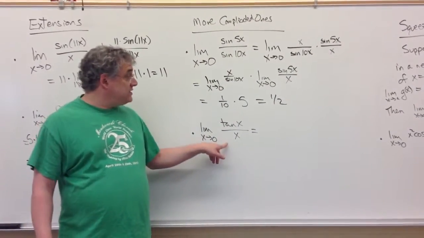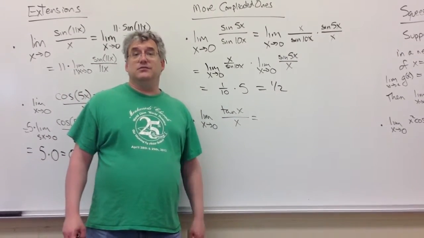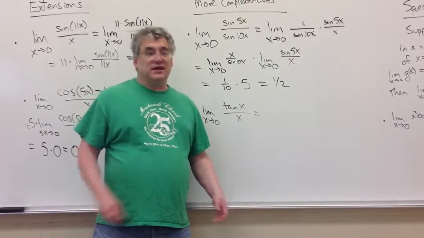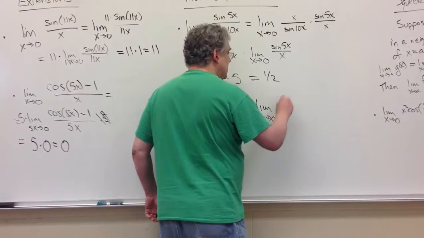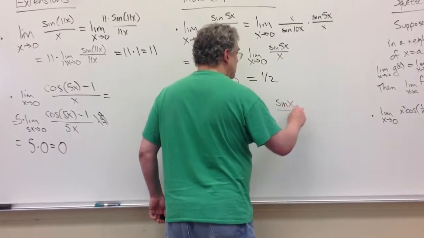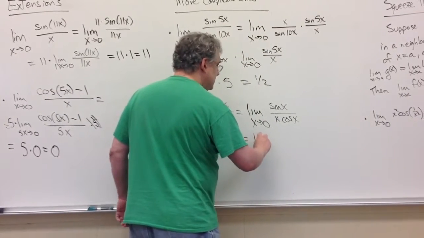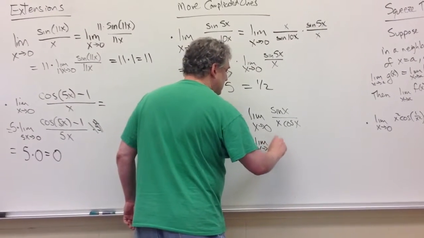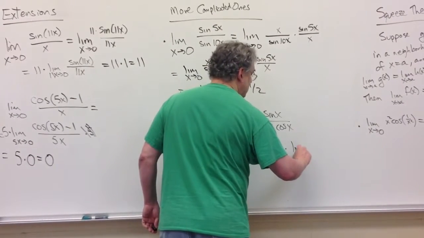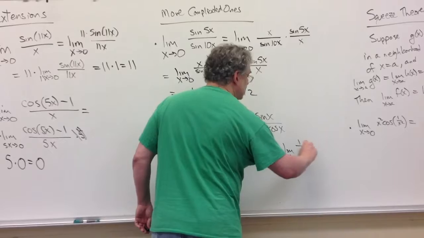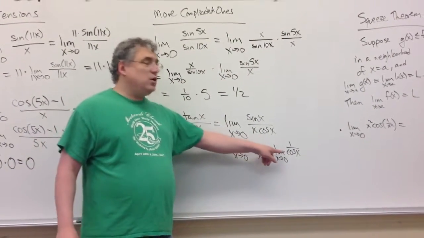And one more like this, tangent of x. We don't have any tangents in our basic theorems. But what is the tangent of x? It's just the sine of x over the cosine of x. So I'm going to rewrite this. Remember that the limits are going to the same place. And you also have to be careful.